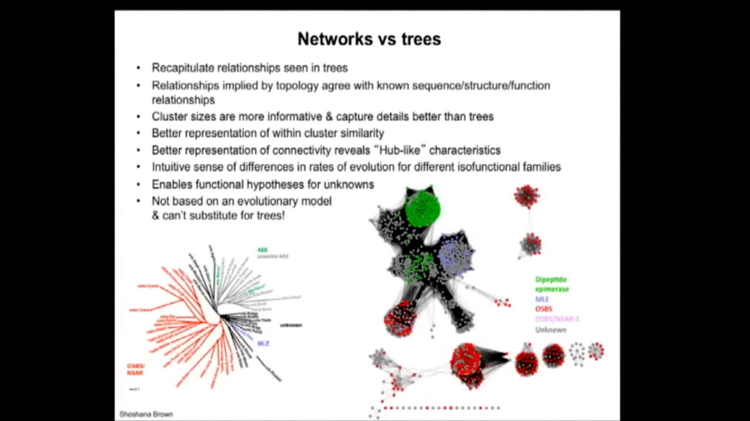It turns out that the relationships implied by the topology of the network agree quite well with our trees. The cluster sizes, because we can sample much better, of course, are more informative, and they capture some of the details we care about. These are not really true hubs in these kinds of networks, but for this subset, we do see groups of sequences that are connecting multiple other groups, and that gives us really useful information about what sequences we want to have in our alignments to improve our trees and to improve our ability to interpret the relationships.